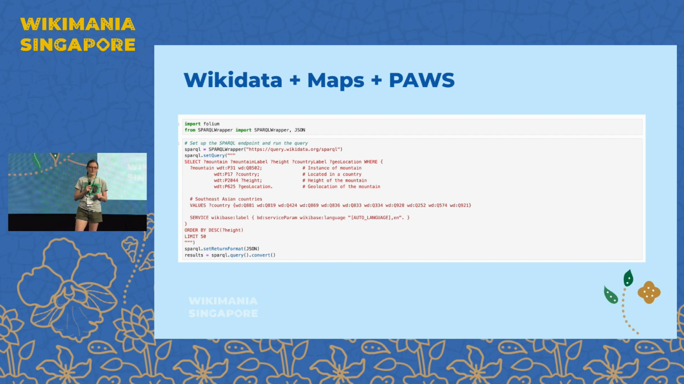So what I did then was try to find the 50 highest mountains in Southeast Asia. So that's what this Wikidata Sparkle query is about. And then simply take them and put them onto a map.